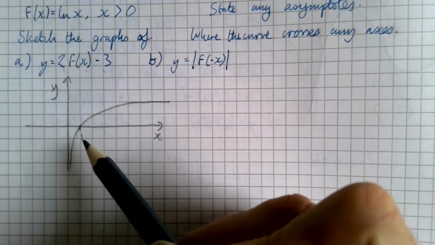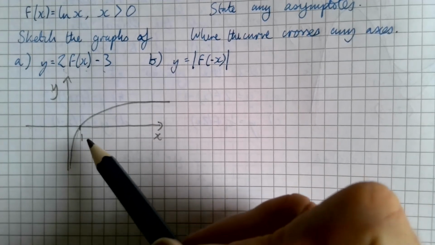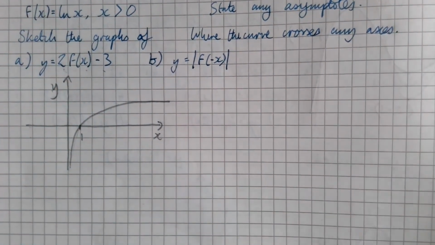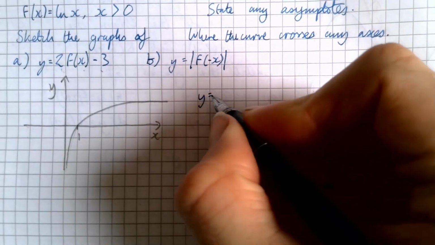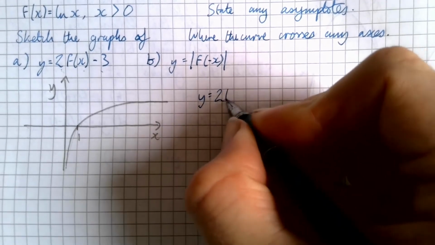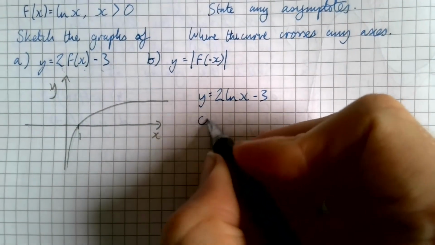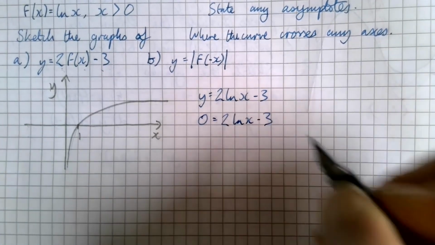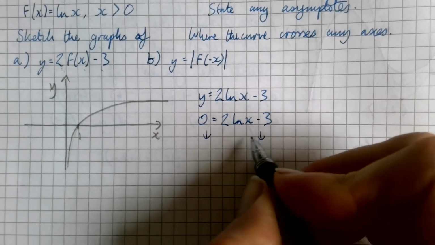How are we going to work out what that value is? Well, for that we're going to have to solve the equation for when we're getting 0. So the function of x is ln x, so we can say that y is equal to 2 ln x take 3, and we want to know when y is going to equal 0, so we can say 0 equals 2 ln x take 3. So going back into your thing, see if you can solve that equation. Keep it nice and simple.